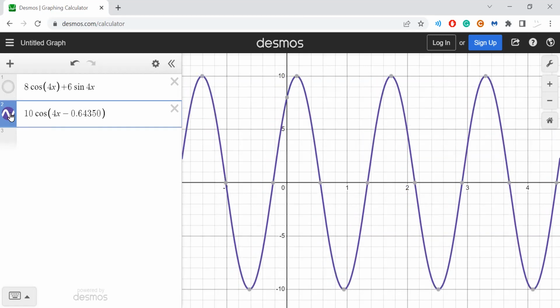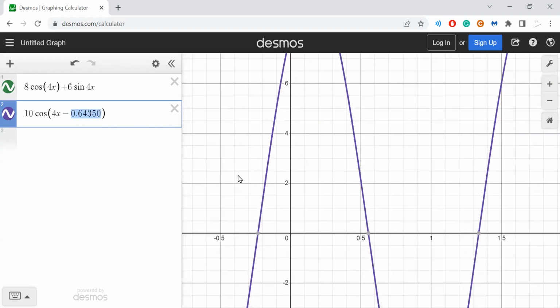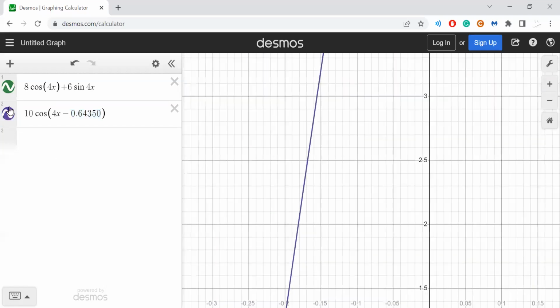Can you see the purple graph? Now I'm hiding the purple graph. I show you the green graph. I show the purple and the green. Purple, green. Do you notice that they look the same? But actually, it's not exactly the same because the 0.64350 is an approximation. If you want it to be exactly the same, you need this to be super, super long. The accuracy of the alpha that you found has to be super accurate. But I think you can tell that they are almost exactly the same.